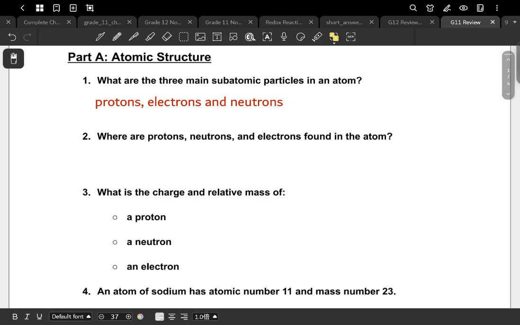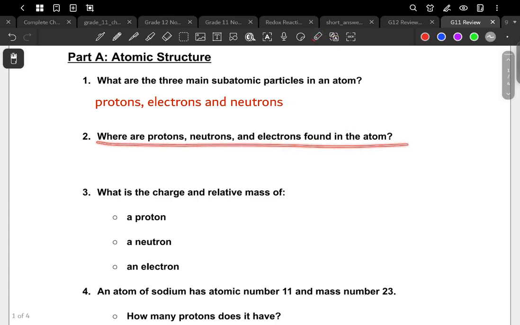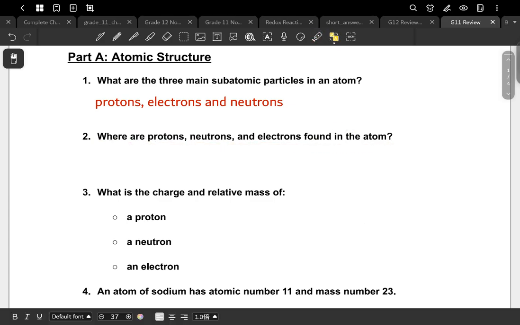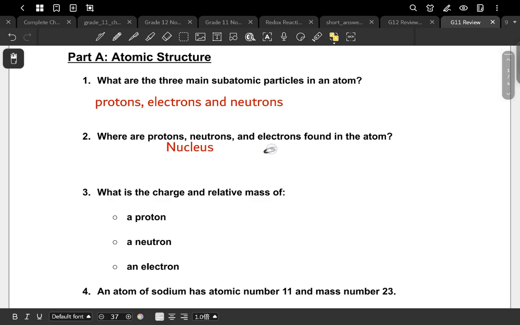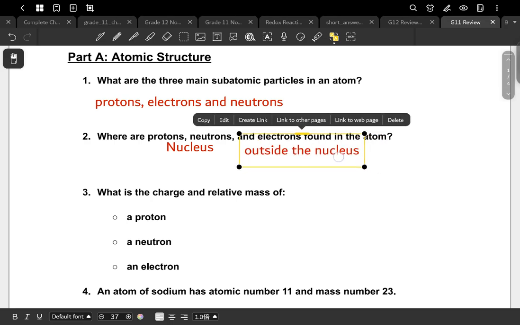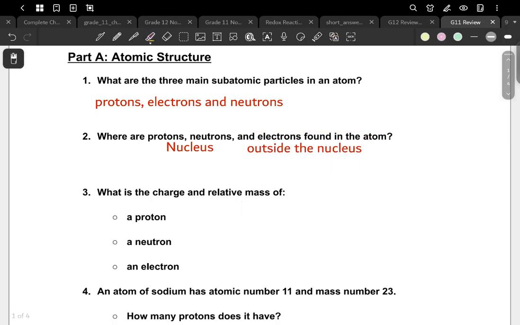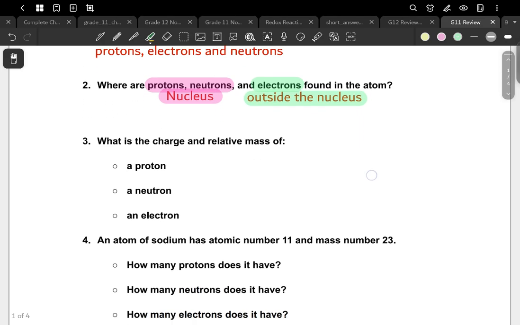Where are protons, neutrons, and electrons found in an atom? Okay. So protons and neutrons exist in the nucleus of an atom, while electrons exist outside the nucleus. Okay. So let's highlight this. Protons and neutrons exist in the nucleus, while electrons exist outside the nucleus.